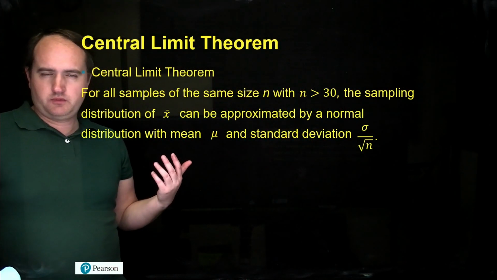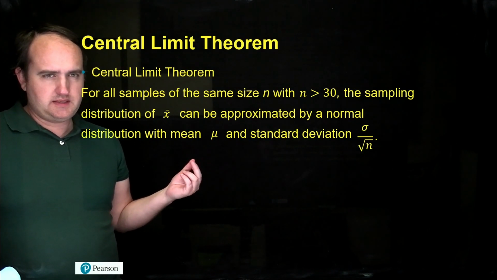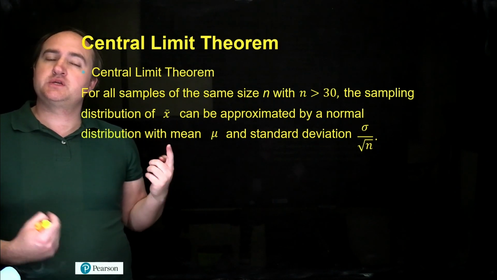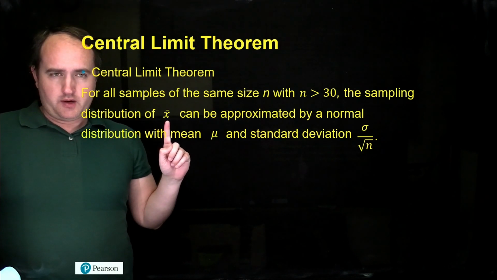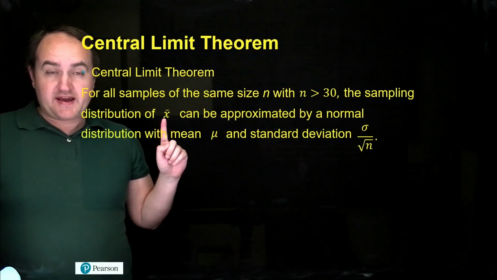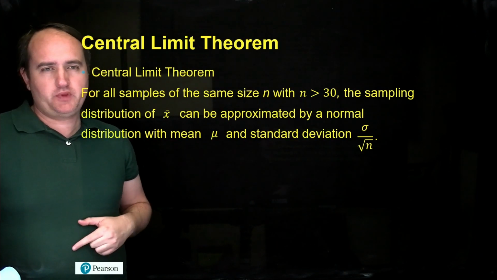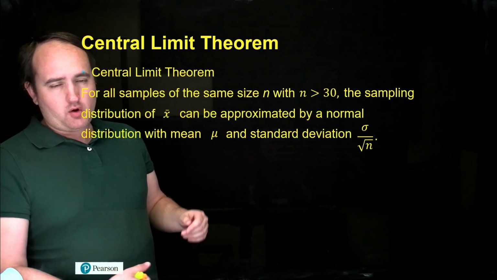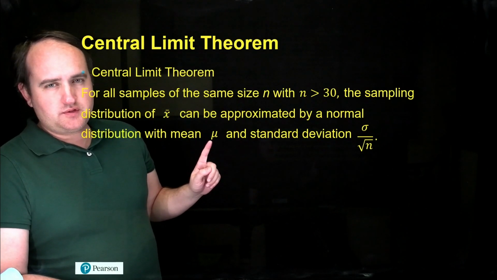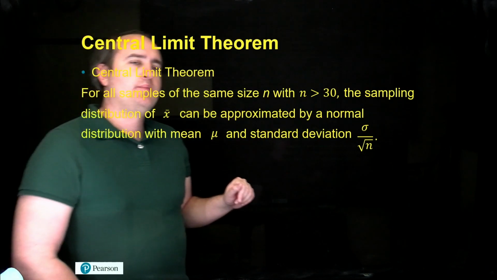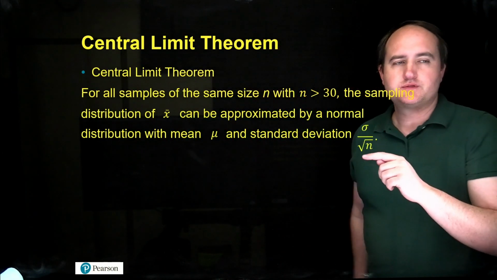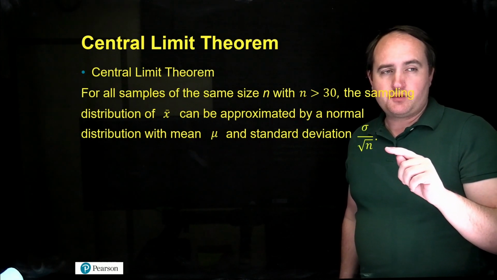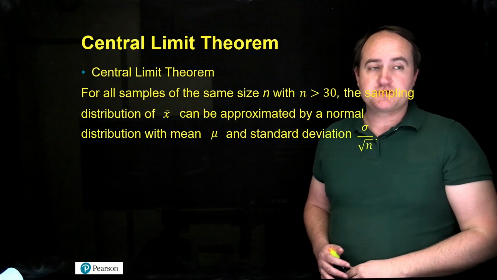So really, all that's new here is we are trying to find a sampling distribution for x bar, which is actually the sample mean. And it turns out that because of this central limit theorem, all we have to do is use the standard mean mu, but the standard deviation is a little bit different. So the standard deviation is actually going to be sigma over the square root of n, where n is our sample size.